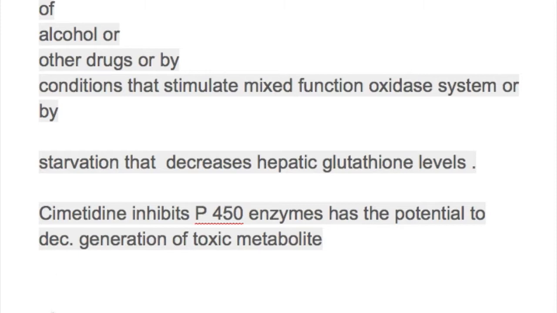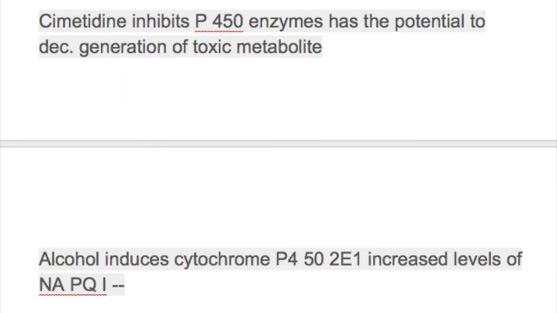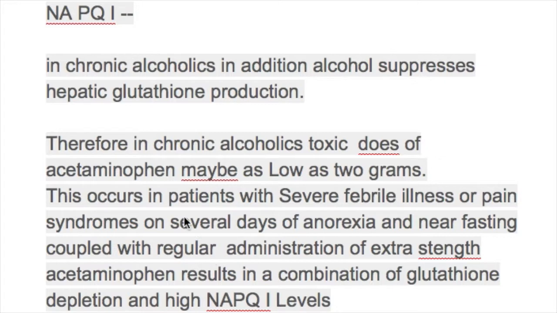How does alcohol do liver damage? Alcohol induces cytochrome P450 and one of its isoenzymes, 2E1, and that increases the level of NAPQI that causes the liver cell damage. In chronic alcoholics, in addition, alcohol suppresses the hepatic glutathione levels. Therefore, in chronic alcoholics, the toxic dose of acetaminophen may be as low as 2 grams.